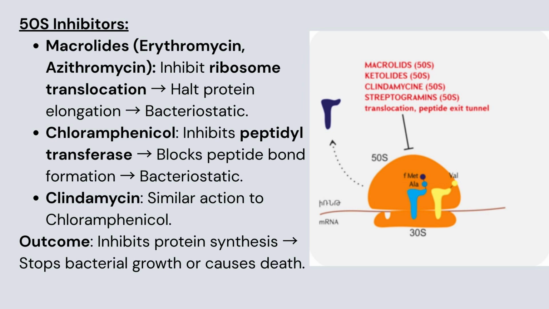Chloramphenicol also targets the 50S subunit of the bacterial ribosome. It inhibits the peptidyl transferase enzyme, which is essential for forming peptide bonds between amino acids. The mechanism of clindamycin is similar to that of chloramphenicol. So by disrupting protein synthesis, these antibiotics either kill the bacteria directly or inhibit their ability to grow and multiply.